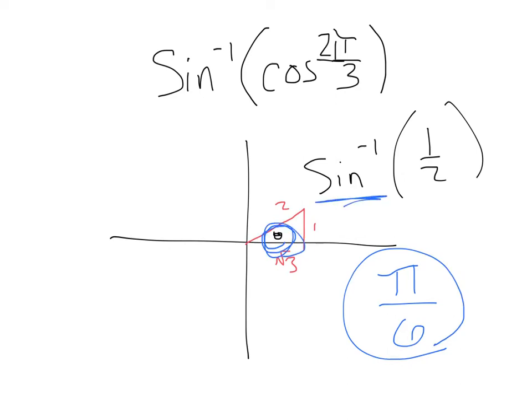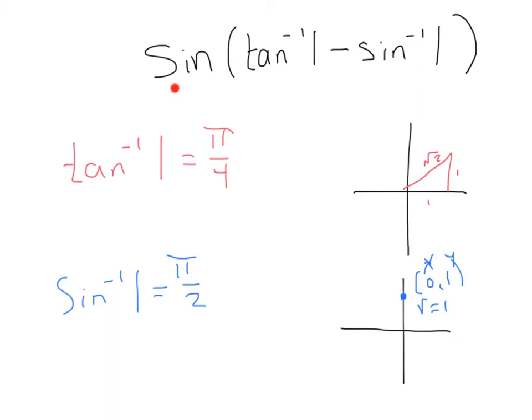If you ever see something a little more complex, for example, sine of tangent inverse of 1 minus sine inverse of 1, don't get too thrown off. Just take it a piece at a time. So starting inside the parentheses, I would find tangent inverse of 1. If you do that, you'll get pi over 4. Next, go ahead and find sine inverse of 1. If you do that, you should get pi over 2.